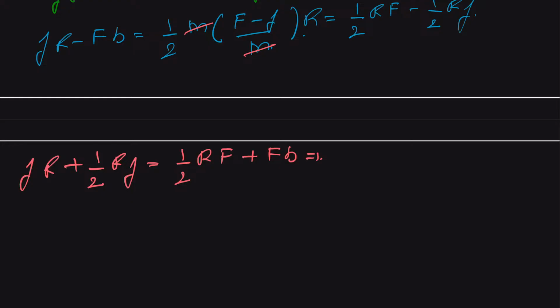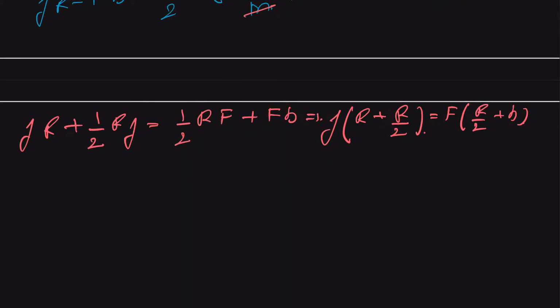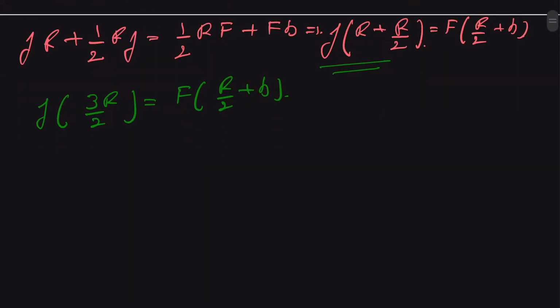And this can be further written as, we can take F as common, we get this as R plus R by 2, and it will be equal to F from the right side, so this comes as R by 2 plus B. So on the left this gives us F, and this will be 3 by 2 times R, equal to F times R by 2 plus B. Therefore we get our frictional force will be equal to F times R by 2 plus B divided by 3 by 2 times R.